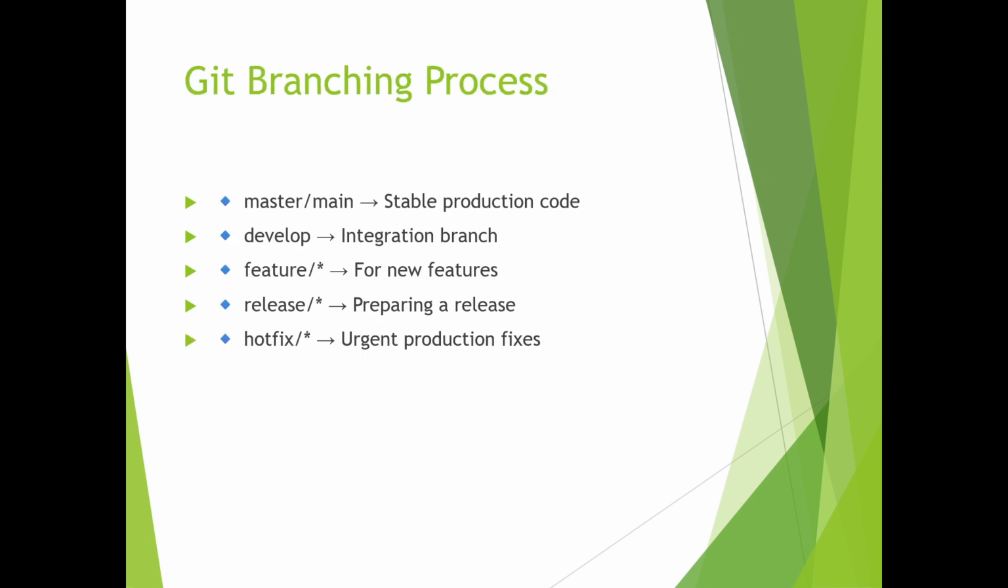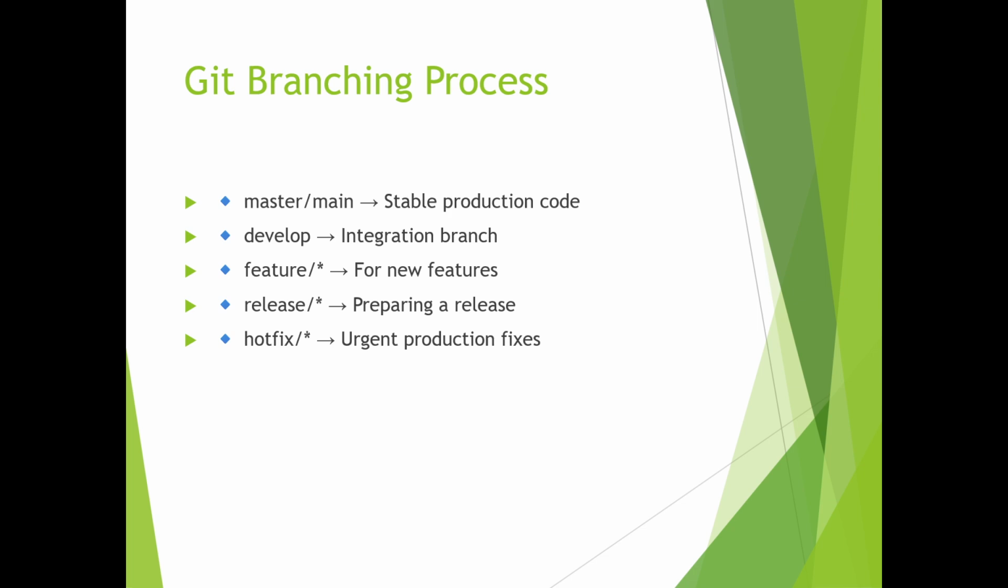Now let's discuss the branching process. So many organizations follow the same branching process. Let's discuss one by one. The first branch is master or main. This master or main branch has the production code. That means whatever code is running on production, that same code is available on the master branch.